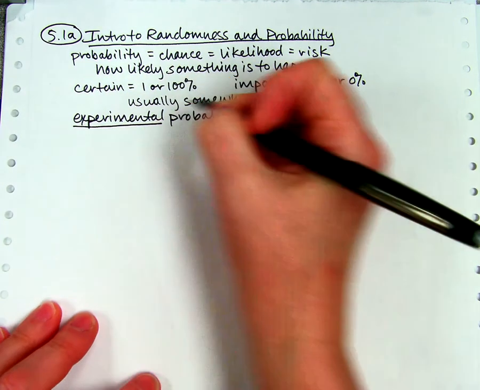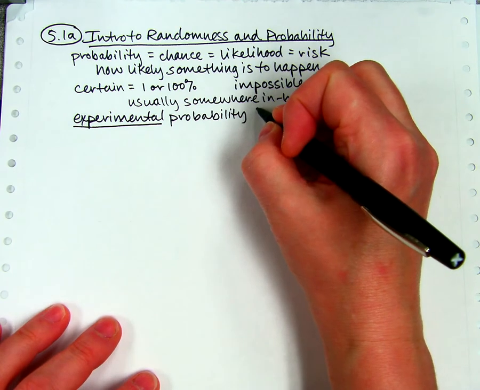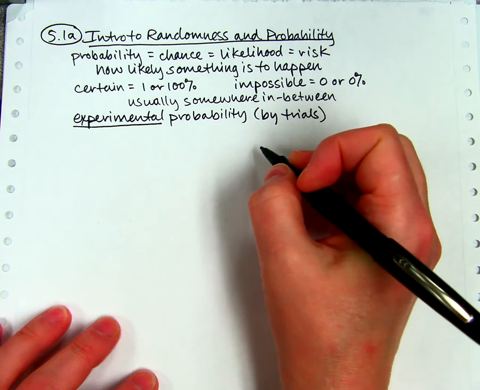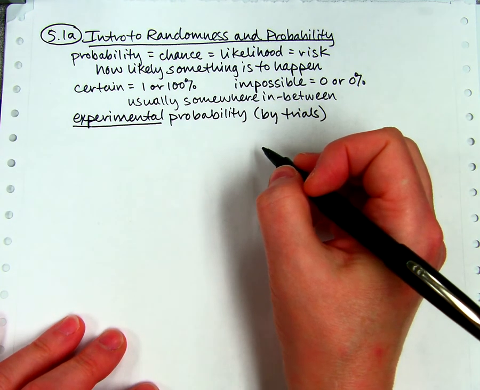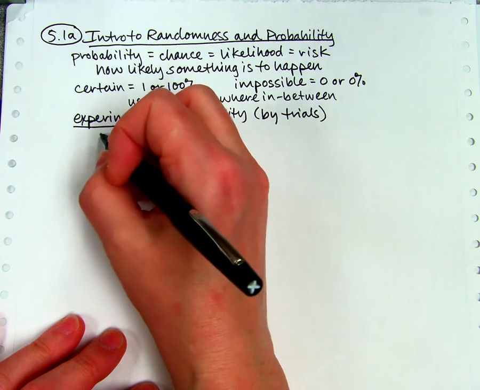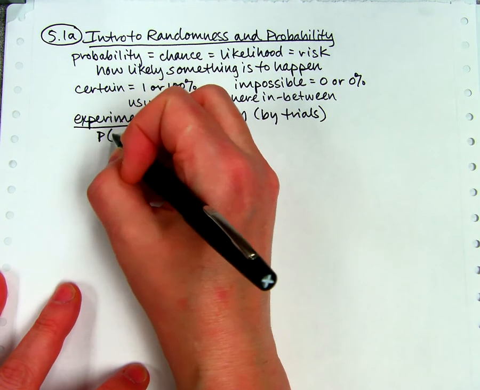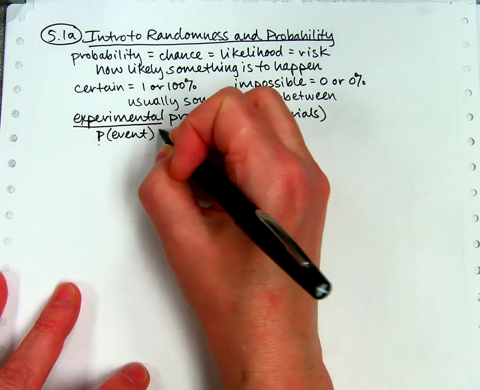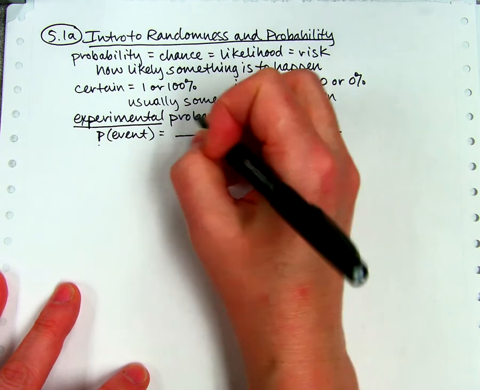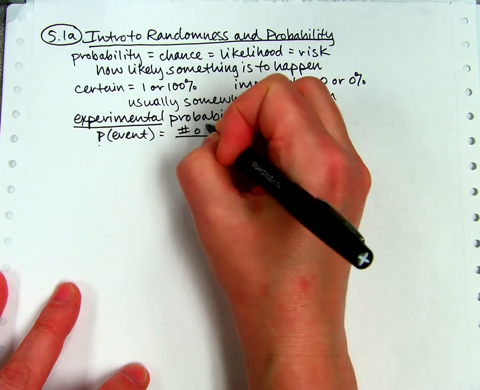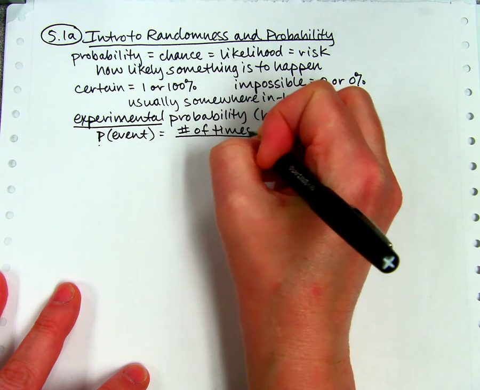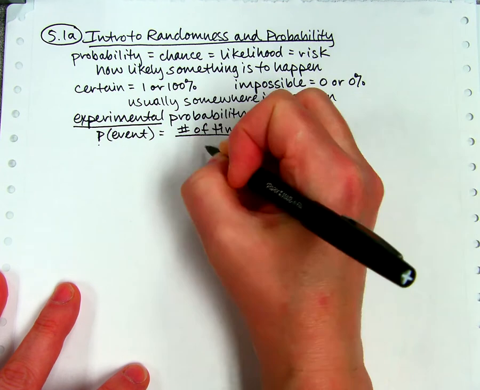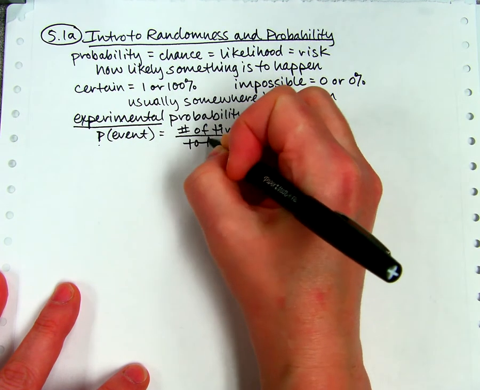Experimental probability is probability where you find out the value by trying it, by trial and error. So you just do it a whole bunch of times and see how many times it does a certain thing. The thing you're interested in is called the event. So this symbol just means probability of an event, which is officially defined as, I'm going to write this in words, the number of times it happens when you try it, divided by the total number of trials.